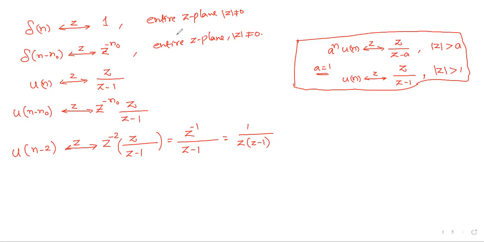Now, u of n minus n naught. What is the ROC? This will become 1 less than mod z less than infinity, because it should be a finite value. It should not be 1, it should not be infinity. It is in between. So similarly, for the resulting ROC also the same thing, 1 less than mod z less than infinity. The ROC is the same. Right.